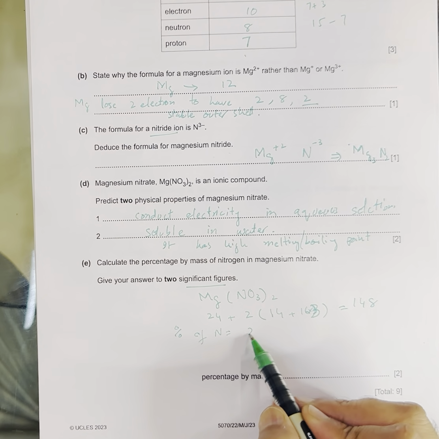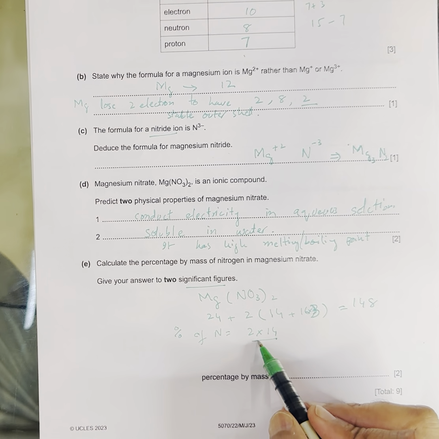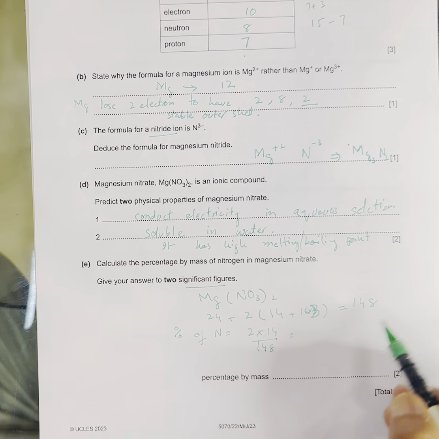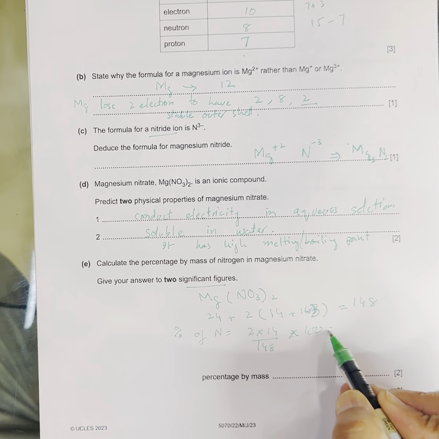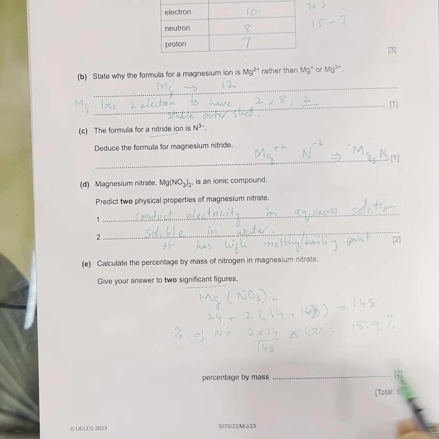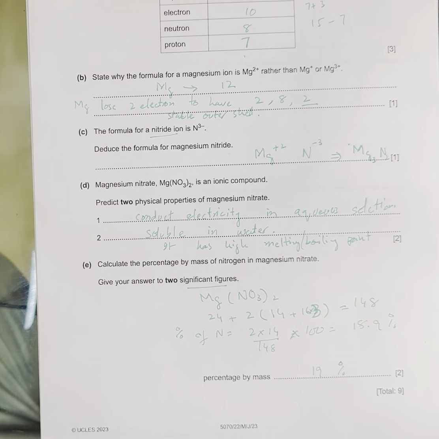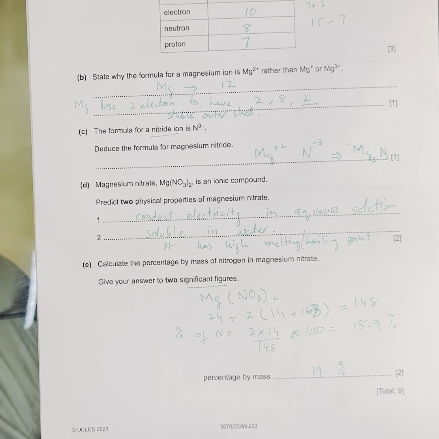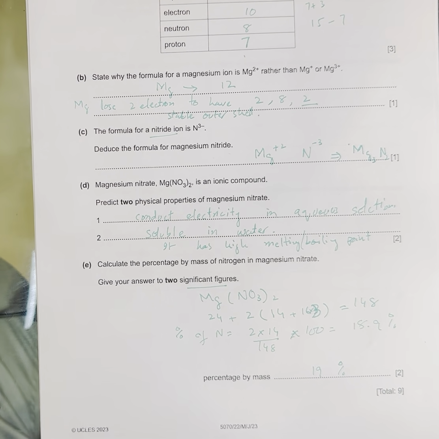So we need to find the percentage of nitrogen. Nitrogen has 2 atoms, so 28 divided by its total mass, multiplied by 100. The answer would be 18.9, and we need to round this to 2 significant figures, that would be 19%. Okay, so that was an easy question. Now we will move to the next question. It is question number 5.